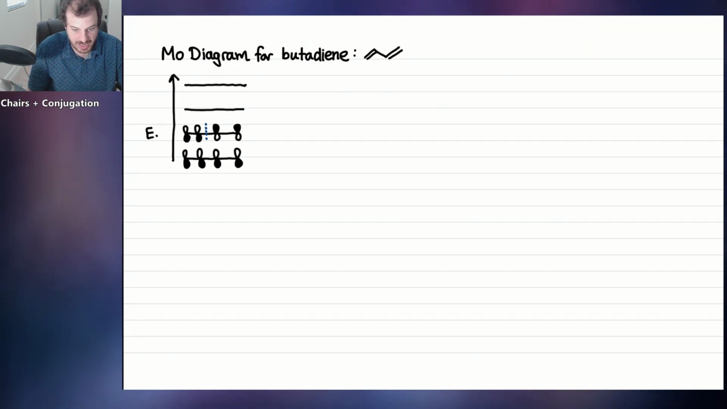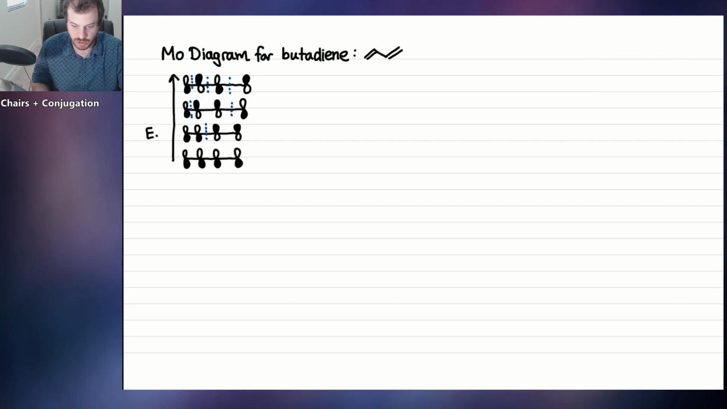Okay, now we need to draw a third possibility. So now we're going to have 2 nodes. So we'll have a node here and a node here. And so what will that look like? It'll look like this. It's higher energy still. And then the highest possible energy is where we have just complete alternation, a total of 3 nodes. You notice that each time we go up in energy, we increase by 1 node. So this one here will be down, up, down, up.